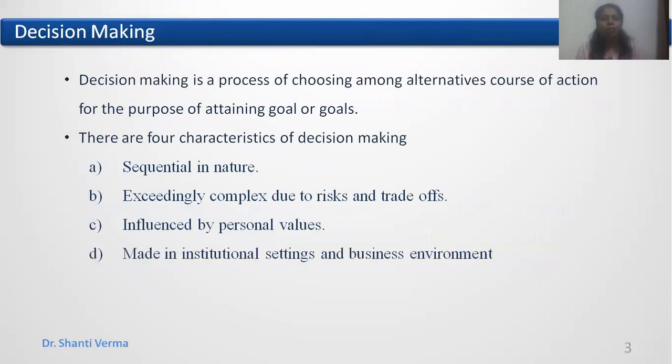Now, let's take what is decision making. Decision making is a process of choosing among alternative courses of action for the purpose of attaining goals. Here the goals are considered as business goals. Choosing among alternative courses of action means in decisions we have various types of alternatives. We have to choose the best alternative so that there is a certainty that goals are achieved by the person. There are four characteristics of decision making.